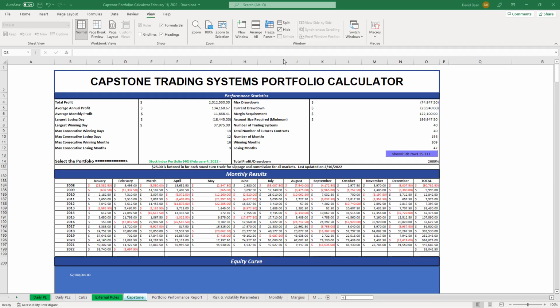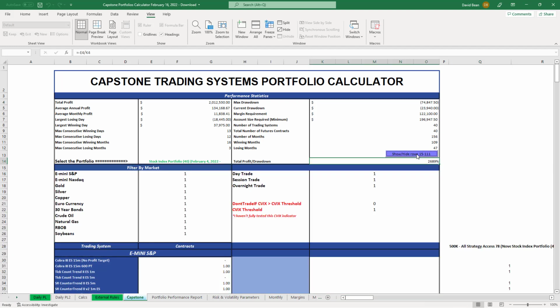Brand new feature in the portfolio calculator, as well as a consolidated data update. I'm going to explain that. This brand new feature we've talked about before is the CVIX indicator. You see the CVIX threshold and CVIX. If you want to turn on the CVIX filter, you add a 1 here. If it's 0, it will calculate the way it has been calculating.